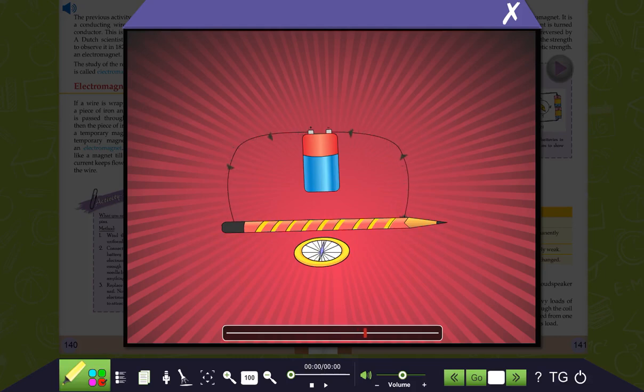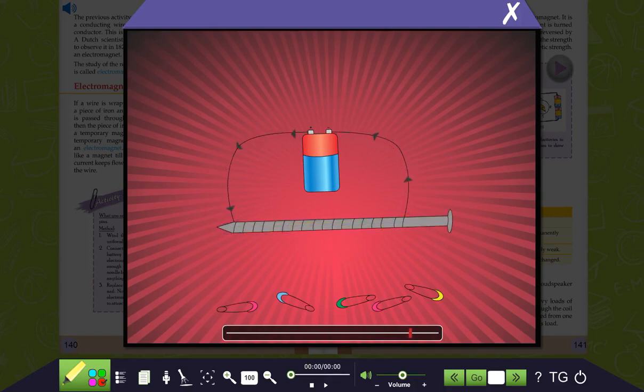This electromagnet will be strong enough to affect a compass needle, but too weak to attract anything. 3. Replace pencil with iron nail. Now you will have an electromagnet strong enough to attract safety pins.